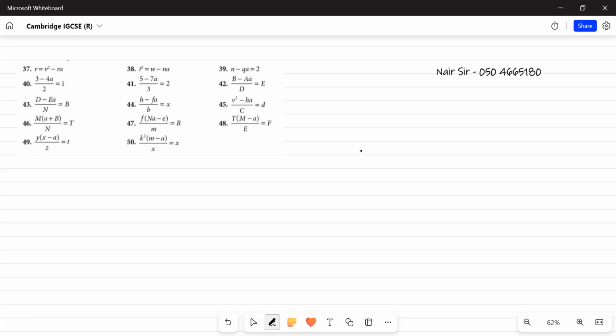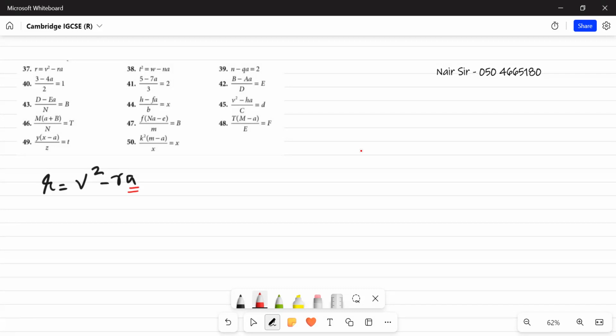Continuing the same exercise, that was basically isolating A. Question number 37: R is equal to B square minus RA. Look at where this A is. A is here. I need to make this positive.